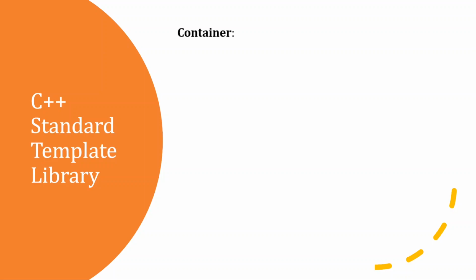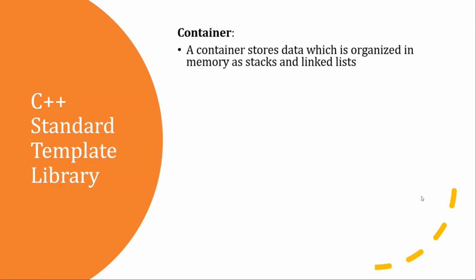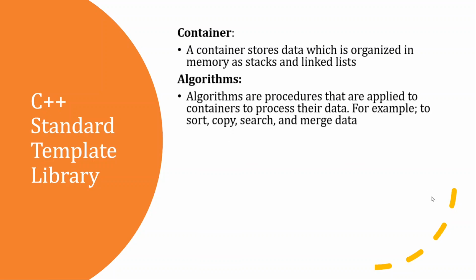You may be familiar with a course called Data Structures and Algorithms. The term data structures refers to the way data is stored in memory, and algorithms refer to how it is manipulated. Standard C++ includes its own built-in container class library, which can be used as a standard approach to storing and processing data. These containers which store data may be organized as stacks and linked lists. The algorithms are procedures that are applied to these containers to process their data.